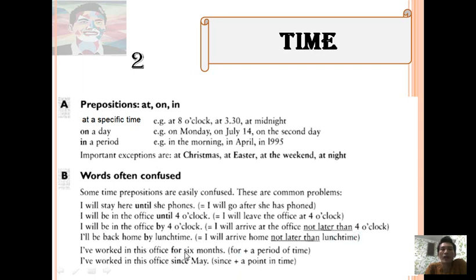I've worked in this office for 6 months, for a period of time. I've worked in this office since May, since a point in time. You got it? For is a period of time, and since is a point in time.